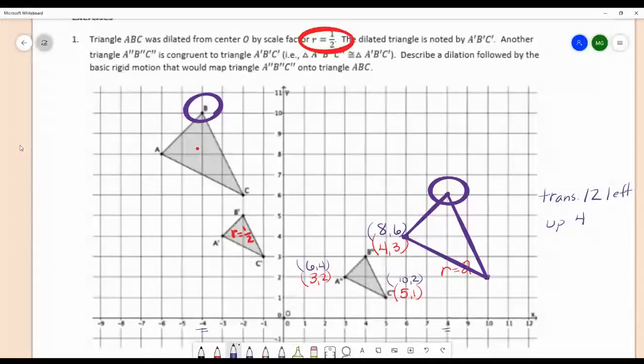So overall, what is our description? What did we do? We dilated A prime prime, B prime prime, C prime prime by R equals 2. Then translate 12 left and up 4. There you go.